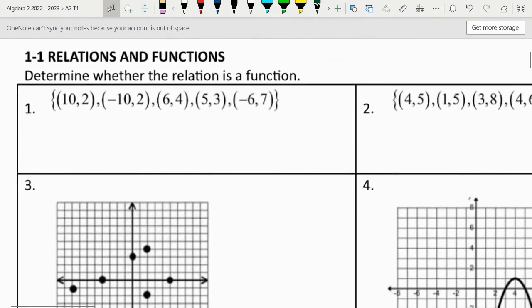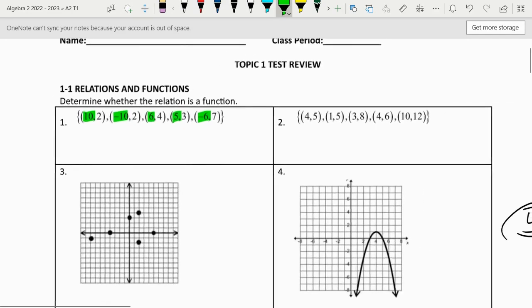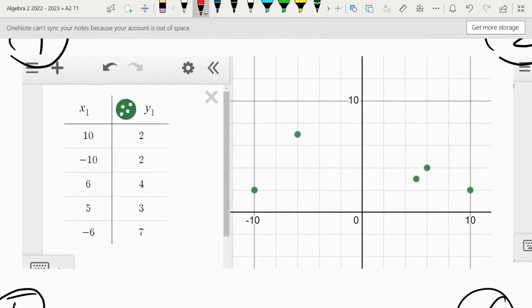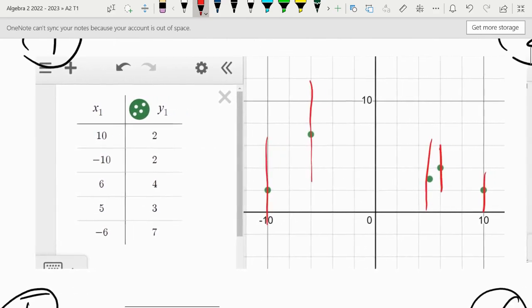1-1, relations and functions. We have to determine whether these are a function or not. So the answer would be either yes or no. For the first one, if you keep track of the inputs, you'll see that none of the inputs repeat. None of these numbers are the same. So that's a good sign that it is a function. And if you graph it on Desmos, you'll see that it will pass the vertical line test. It doesn't matter where I draw that line. It's only going to cross once. So it does pass that test.